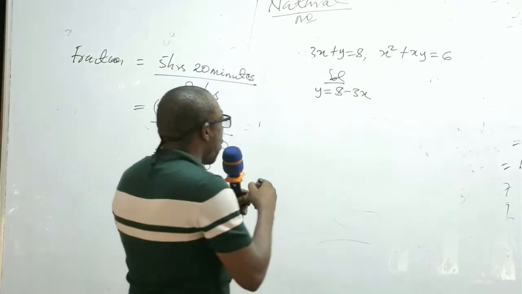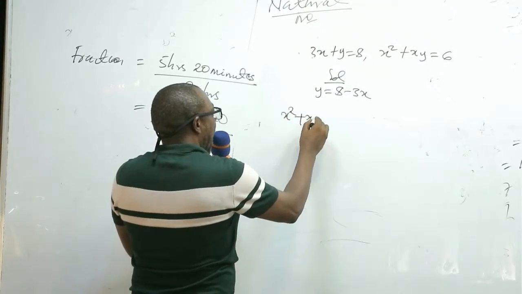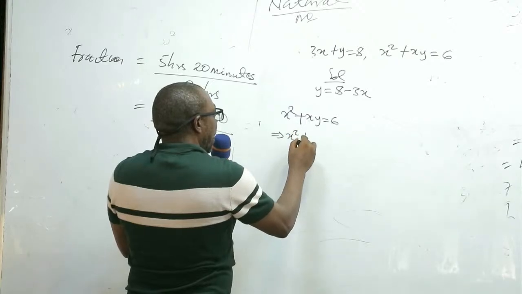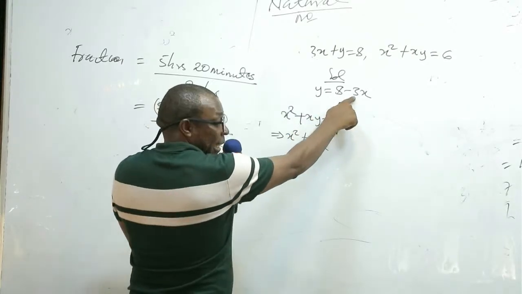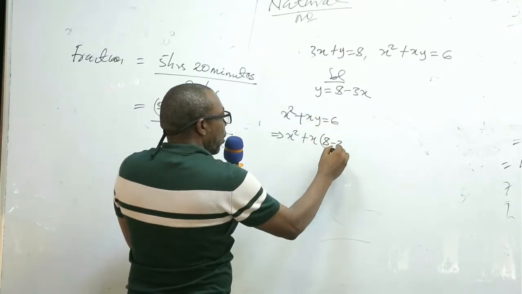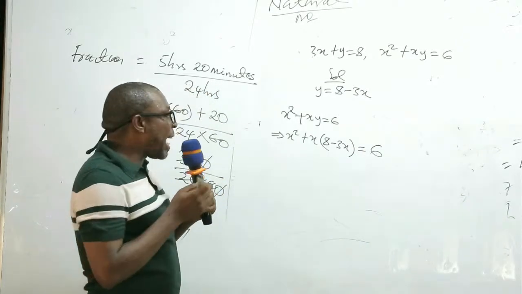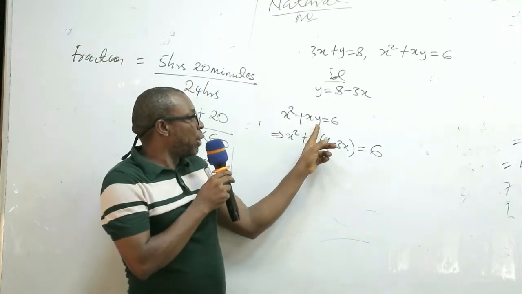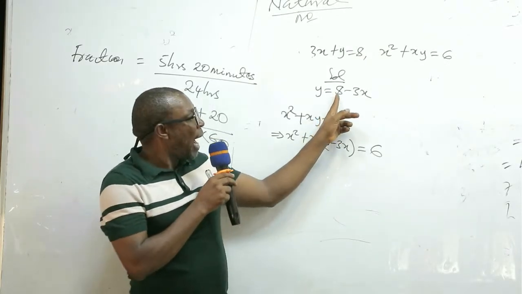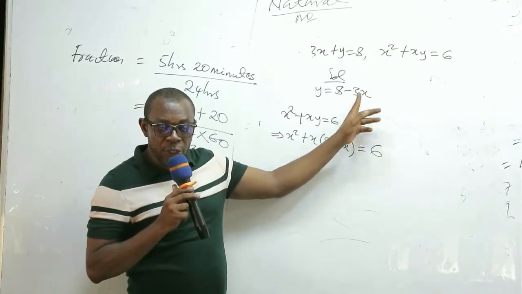Then go to the second one. x squared plus xy equals 6. This is x squared, this is x, and I know y. What is y? 8 minus 3x. What I have done is that in the second equation, where I have y, I remove it and bring this in. Is it okay?